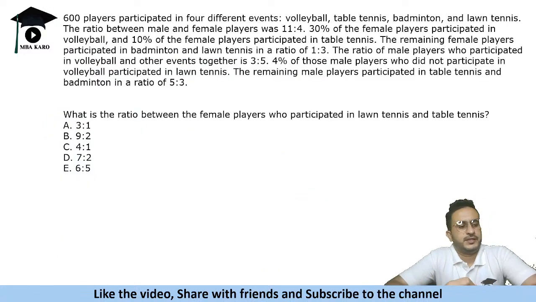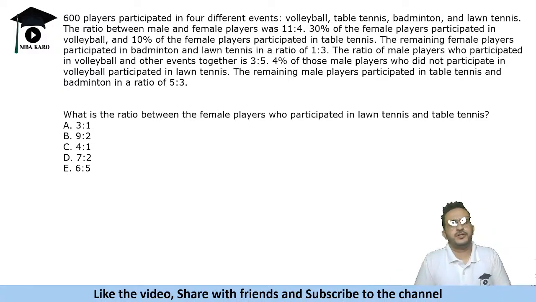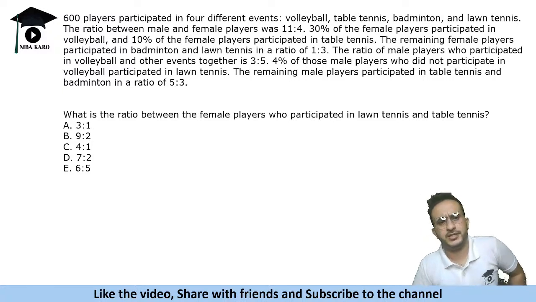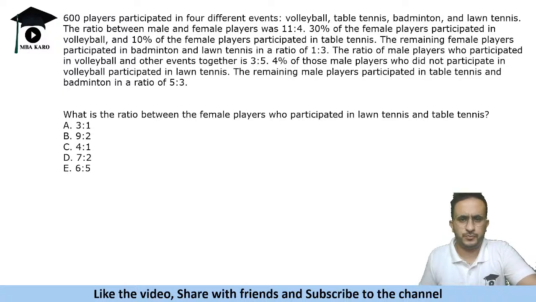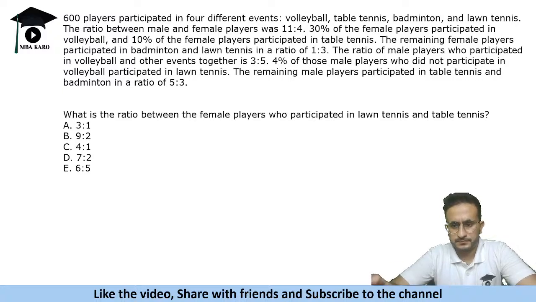Let's move ahead. This is a caselet. It says that there are 600 players that participated in four different events: volleyball, table tennis, badminton, and lawn tennis. We are given certain ratios between male and female players and percentages of players in different sports. Okay, so based on this, we need to find out the number of players, male and female, in all these sports. So this is a caselet, and you might encounter caselets based on percentage and ratios. Based on those data, you have to calculate the values.